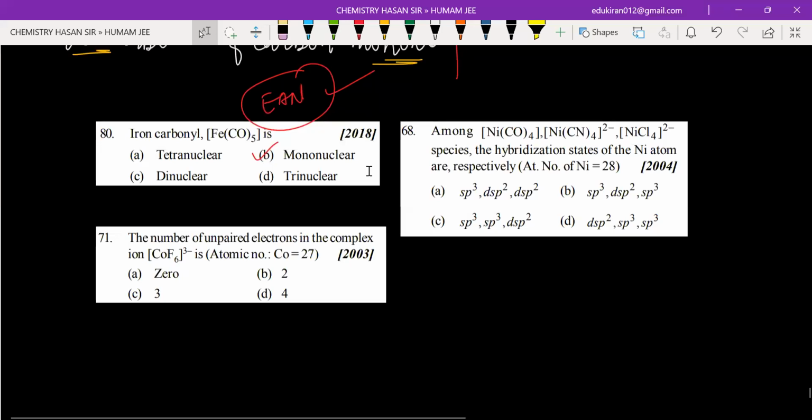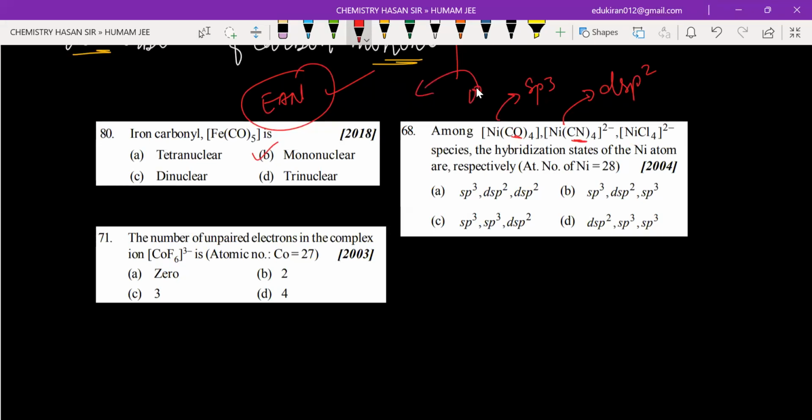Are you done with this? C is the wrong answer. This will be your sp3 as you know that. But this is your dsp2 because the strong field ligand here, pairing will take place, but from s it will go to d and s will be vacant, so it becomes sp3. This is dsp2. This is your sp3. So the correct answer is B. Is that clear, both of you?